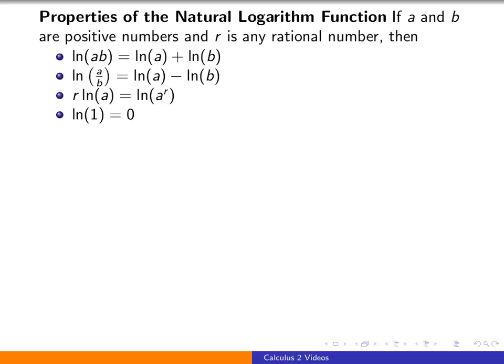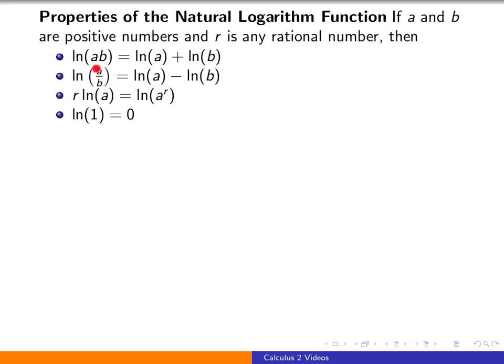In this video, we will continue discussing the natural logarithm by reminding you of a few common properties. Here, a and b represent positive numbers, and r is any rational number. Hopefully these are familiar properties from a pre-calculus or algebra course. The natural log of a product can be split up into a sum. So ln of ab is ln of a plus ln of b.